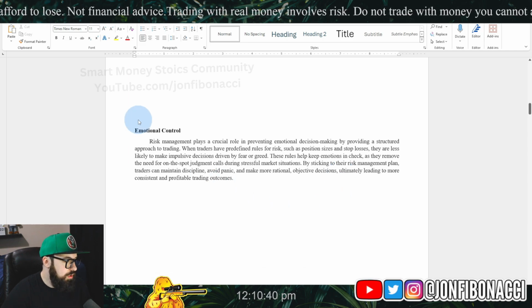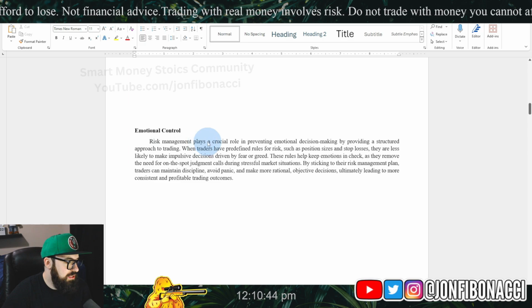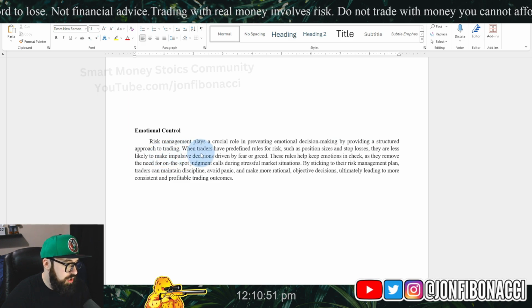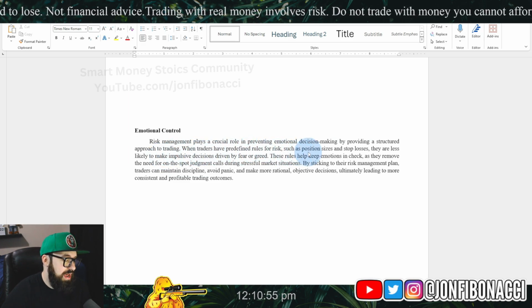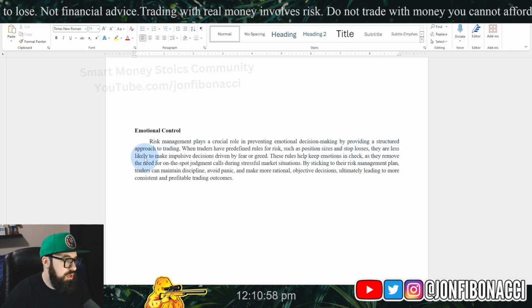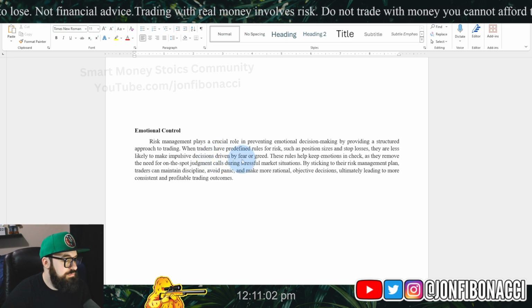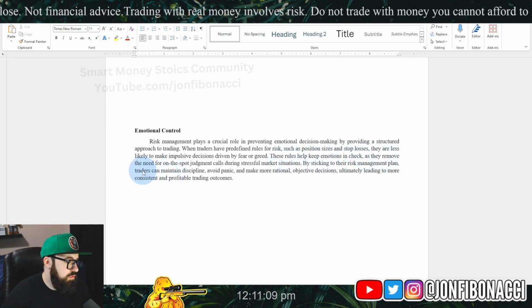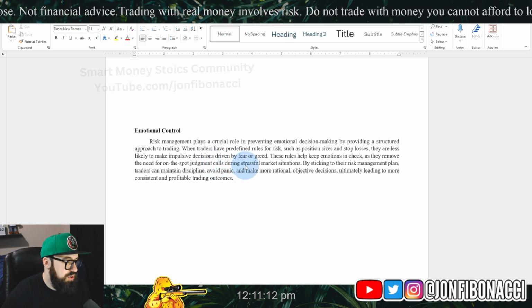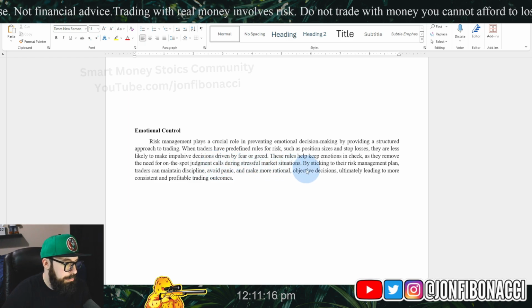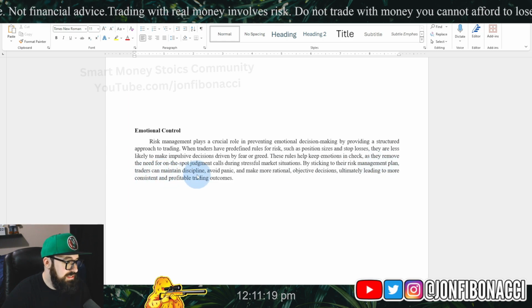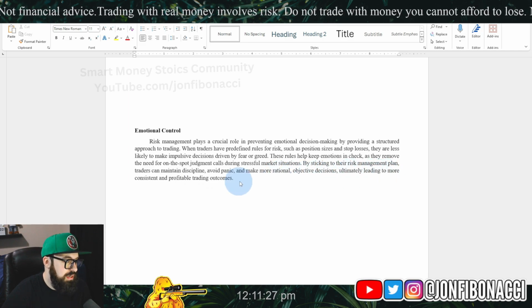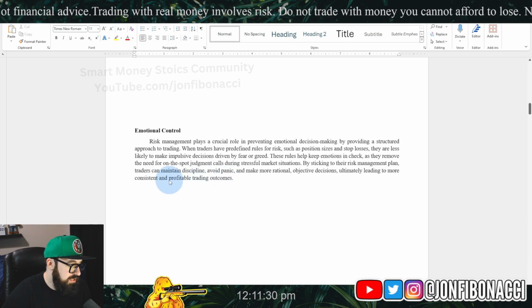Moving on. Emotional control. Risk management plays a crucial role in preventing emotional decision-making by providing a structured approach to trading. When traders have predefined rules for risk, such as position sizes and stop losses, they are less likely to make impulsive decisions driven by fear or greed. That's very, very important right there. These rules help keep emotions in check as they remove the need for on-the-spot judgment calls during stressful market conditions. By sticking to their risk management plan, traders can maintain discipline, avoid panic, and make more rational, objective decisions, ultimately leading to more consistent and potentially profitable outcomes.